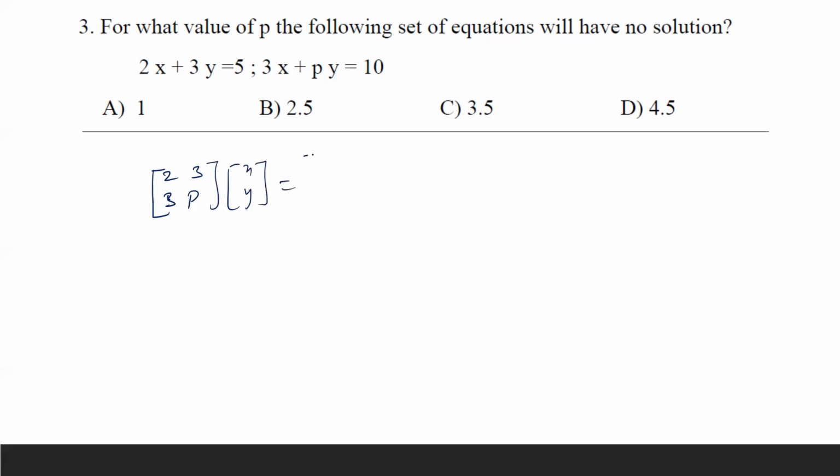Then you see, this is the solution vector, and on the right side, this is the right hand side vector. Now from here you will take what you call the augmented matrix: 2, 3, 5, 3P, 10. So to identify whether this has a solution or not, we need to reduce this into its echelon form.